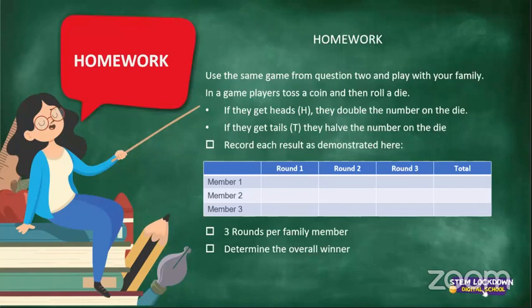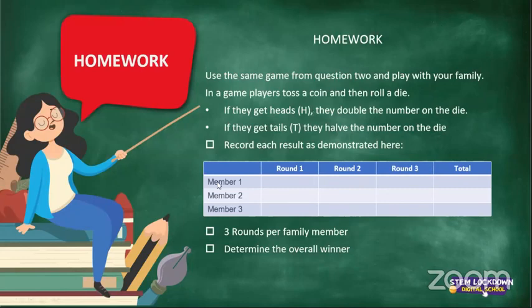I want you guys to go and draw a little table like I've got here with round 1, round 2, round 3, and total on the side. And then I want you guys to do it with at least 3 family members. It can be yourself, and then mom or dad or brother, grandma. You can pick anybody. You can also pick more than 3 members if you want to. You can pick as many as you want. But I want you to do it 3 rounds per family member.